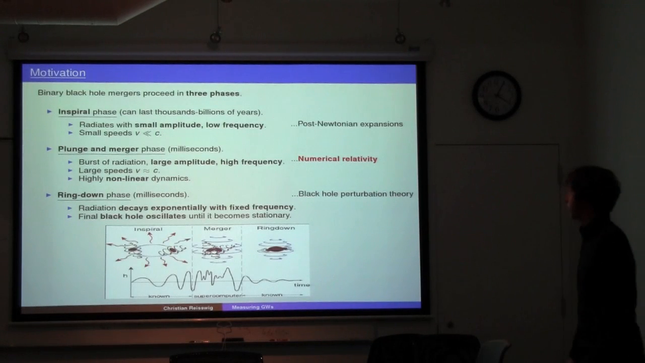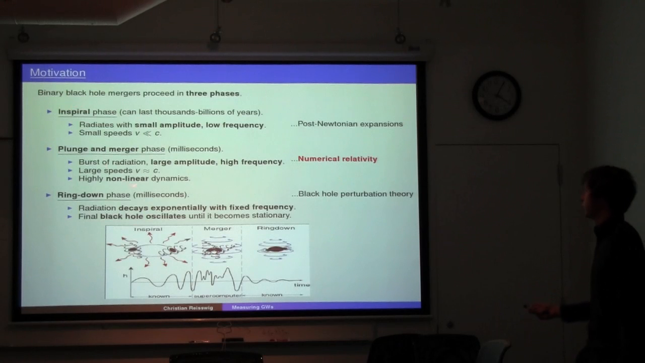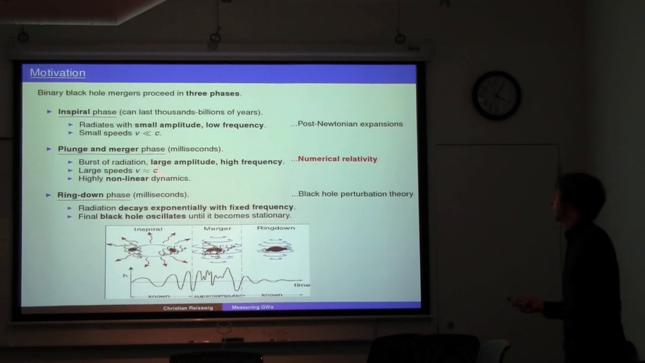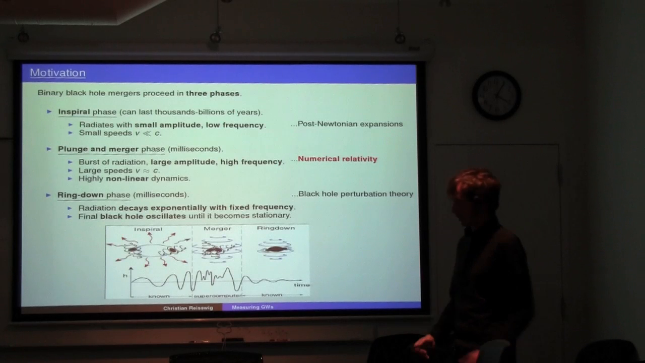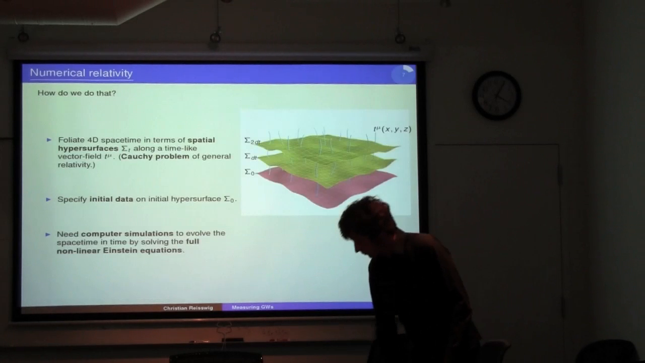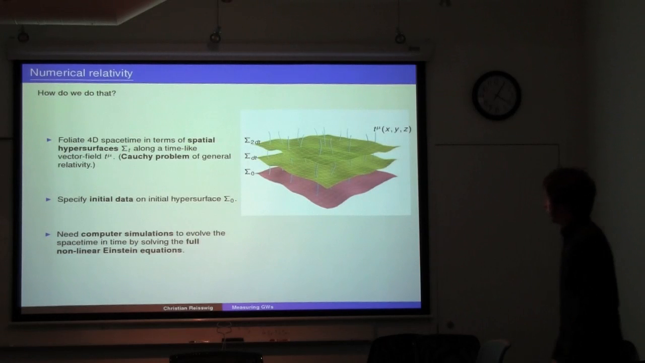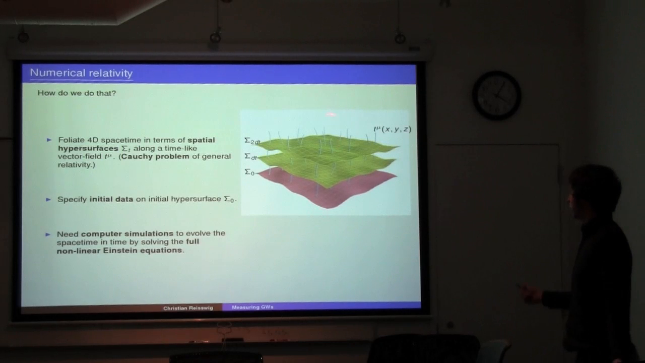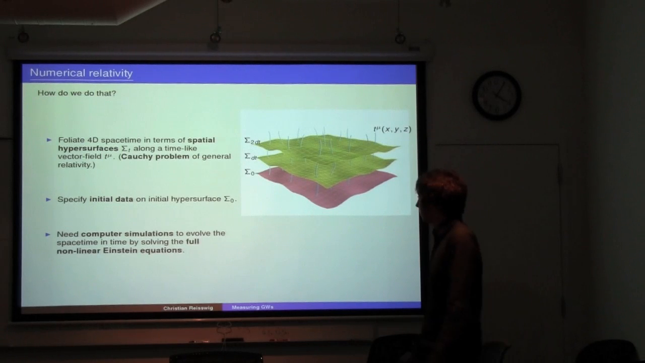Binary black holes proceed in three stages: the inspiral phase, the plunge and merger phase, and the ring-down phase. The inspiral phase can be well modeled by post-Newtonian expansions, and the ring-down phase by black hole perturbation theory. It's only in the plunge and merger phase, which is highly nonlinear, that we actually need numerical relativity to get accurate results. Numerically, you can do that by foliating the 4D spacetime in terms of spatial hypersurfaces along some timelike vector field. We impose some initial data on the initial hypersurface, and then we evolve that numerically using supercomputers.